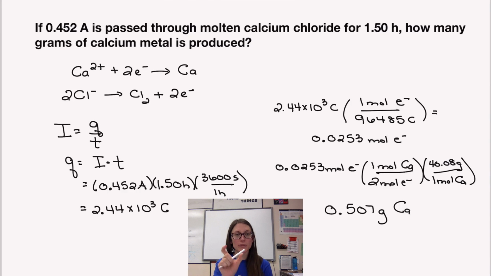So in this process, we've gone from current and time to moles of electrons, and from there to the mass of calcium. It's worth noting, although I'm not going to work an example for it here, that you could go backwards. If you know your target amount of solid or product that you want, you can work your way backwards, figure out how many moles of electrons have to be transferred, and from there either the current or the time necessary to accomplish that.